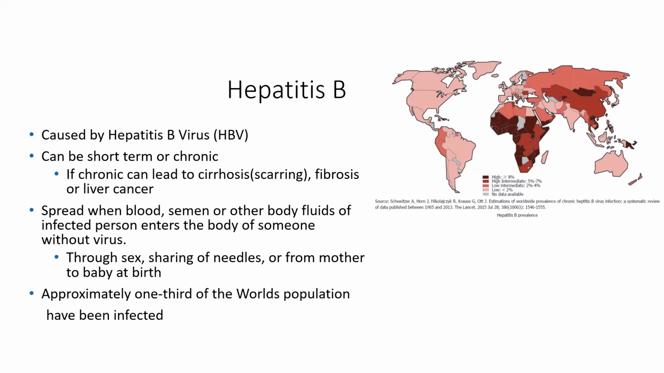Approximately 1/3 of the world's population has been infected with hepatitis B. As you can see in this image, hepatitis B is most prevalent in the Western Pacific region and West Africa, with 6.2% of the population being infected. I think it is important to note the comparison between Africa and the Americas, as America has less than 0.7% of the population infected with hepatitis B.